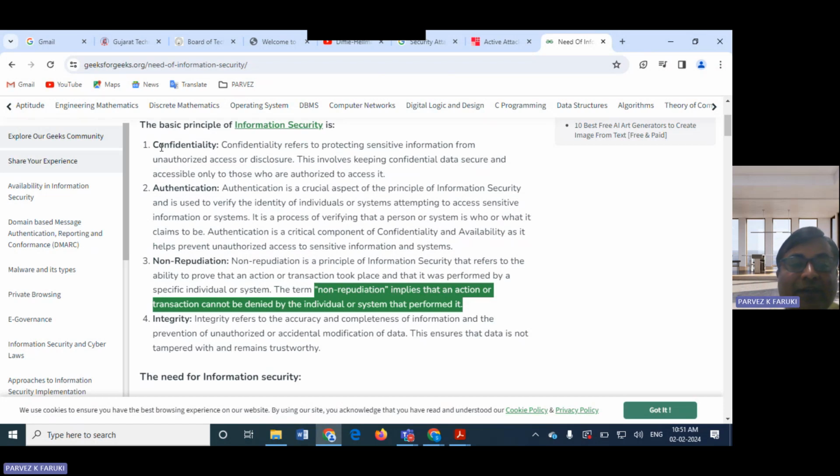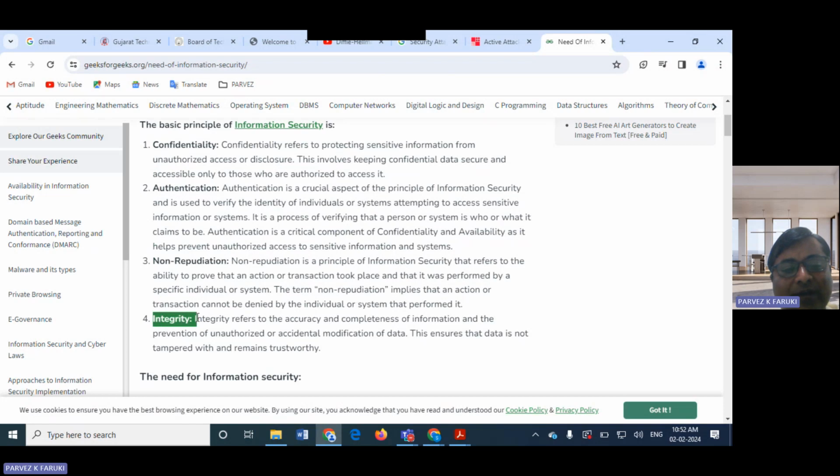Now, confidentiality, authentication, non-repudiation, and the very important attribute called integrity. Integrity refers to accuracy and completeness of information. Let me give you a very simple example. You want to purchase Windows 11 from Microsoft. You pay for the licensed version, and now you want to download that software.